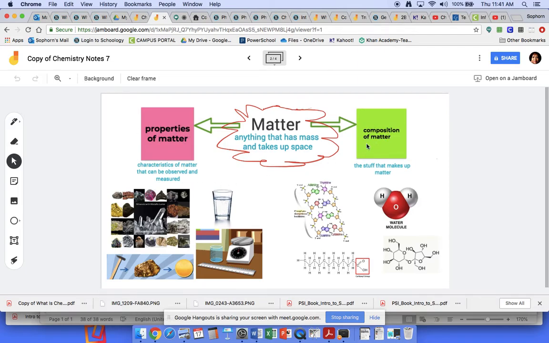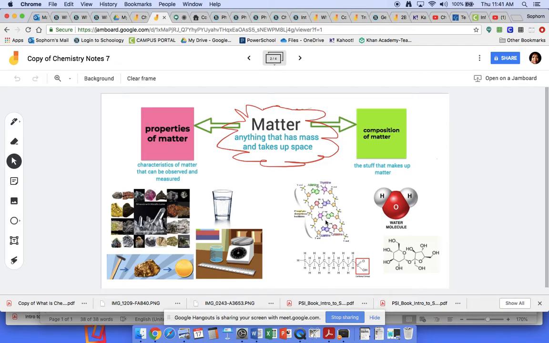Now composition is the stuff that makes up matter. So for example, water is made of oxygen and hydrogen atoms. And that's what we call the composition of water. Water is matter, and it's made of oxygen and hydrogen atoms.